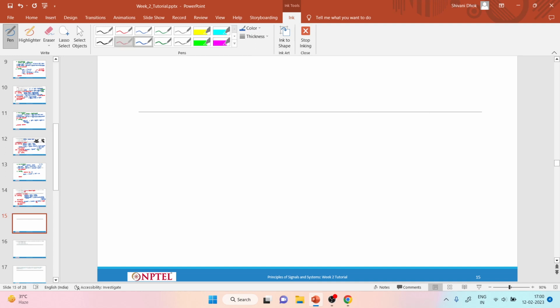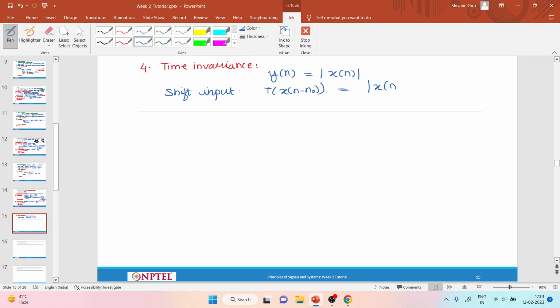So let us look at the fourth one, that is time invariance. For that we have y of n equal to absolute value of x of n. So let us first shift the input. For that, the shifted input's output will be equal to absolute value of x of n minus n naught.